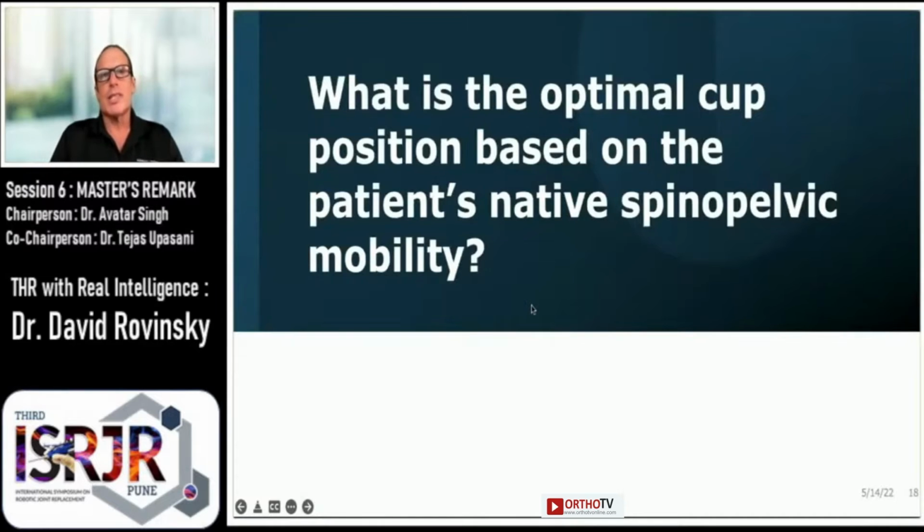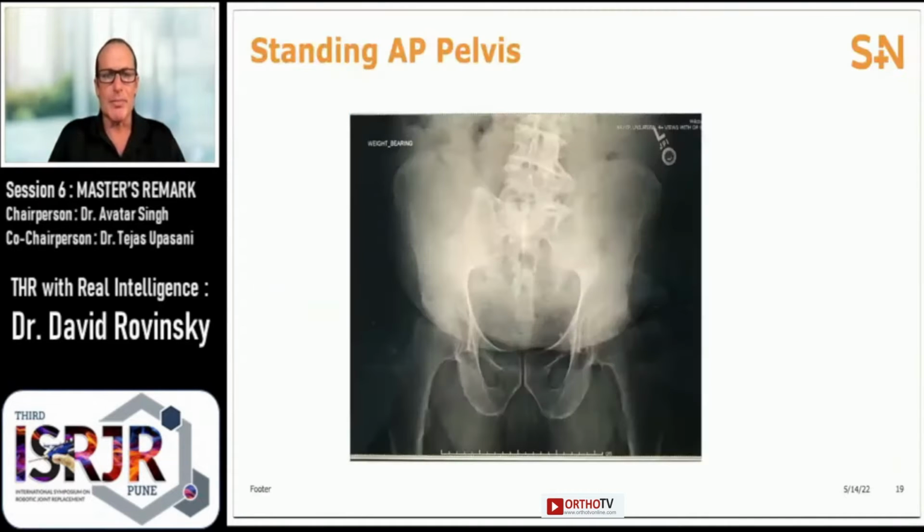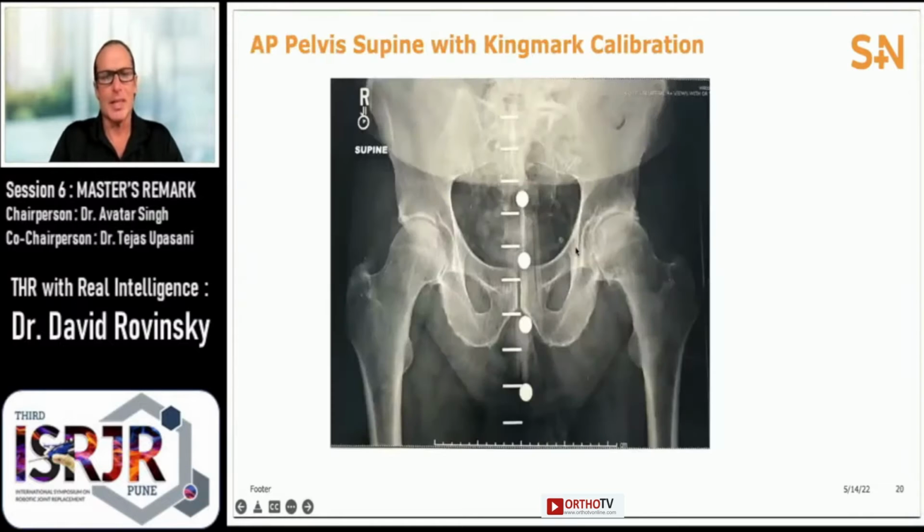So my question is, what is the optimal cup position based on the patient's individual spinal pelvic mobility? So we get a standing AP pelvis, and this gives us our functional position of the pelvis. And you can see the arthritis in the spine, so this patient's going to have a stiff spine. And we get a supine with our calibration markers, so we can do our templating.